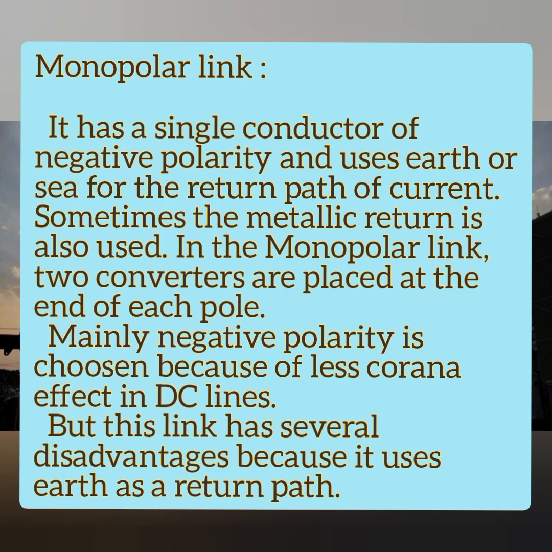Then in the monopole link, two converters are placed at two different stations. Mainly we use a negative polarity in order to have less corona effect. Obviously, if you are using the earth as a return path, there will be several small disadvantages because of using the earth as a return path.